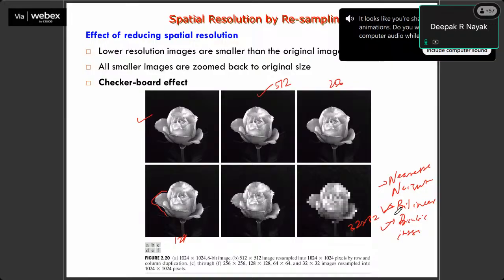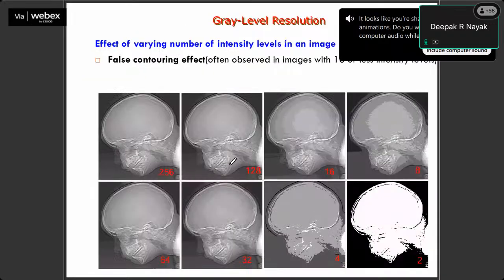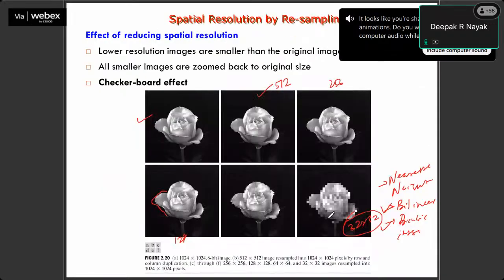There is a resize function available in OpenCV, where it always asks you to choose the type of algorithm, especially whether it is nearest neighbor, bilinear, or bicubic. That you need to also check. On the same 32 by 32 image, you can apply bilinear, nearest neighbor, or bicubic and check which algorithm is giving the best result. But the kind of effect you will find in this case is known as the checkerboard effect. The second one, especially when you are reducing the spatial resolution and then resampling it to the original, at that time you will find this kind of problem.